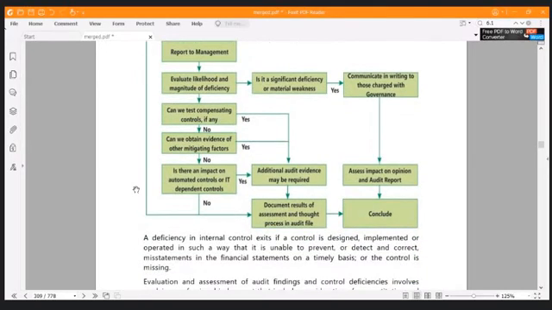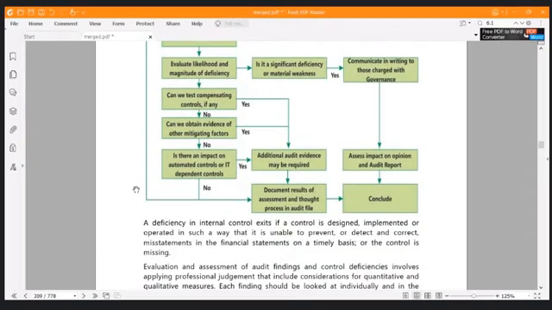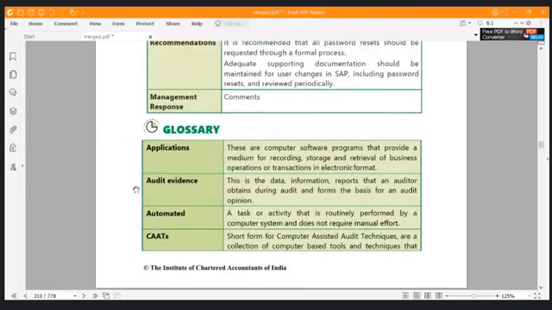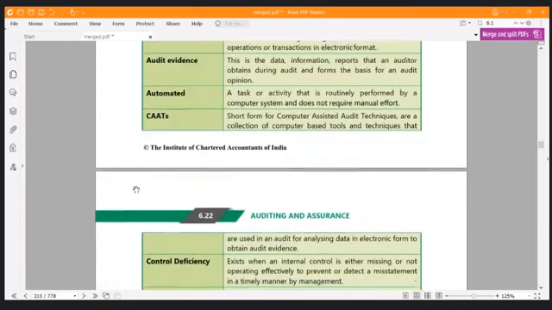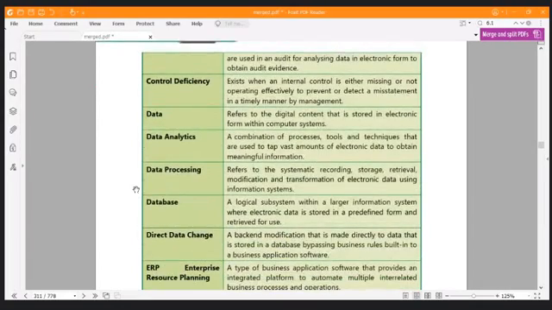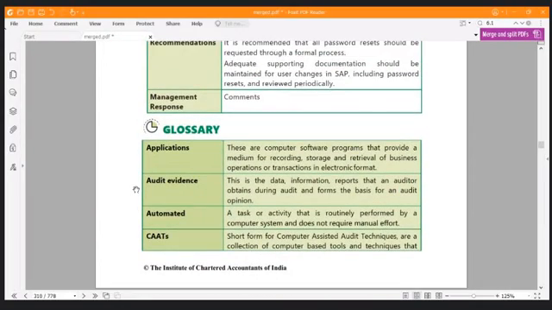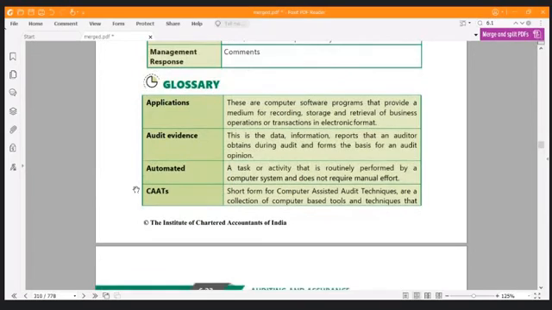So this is how the audit software also works. Everyone has their own methodology of reporting it. And then we have the glossary. Let's see if there is any important part in the glossary.